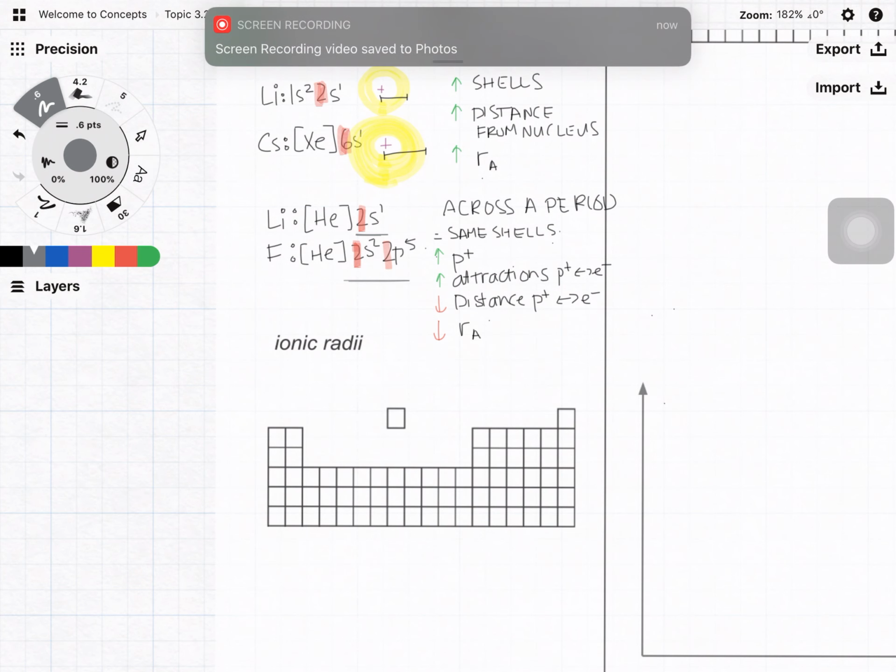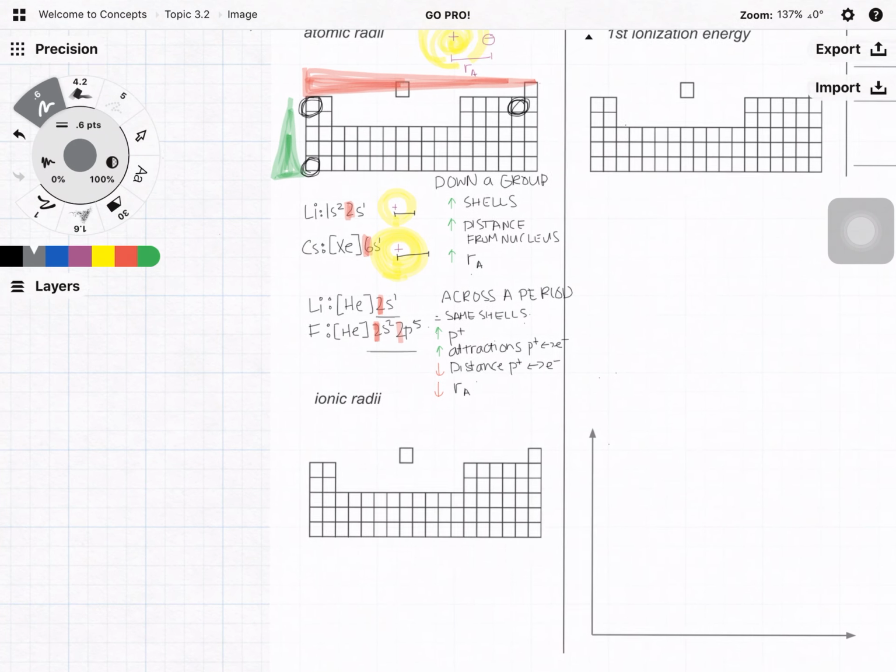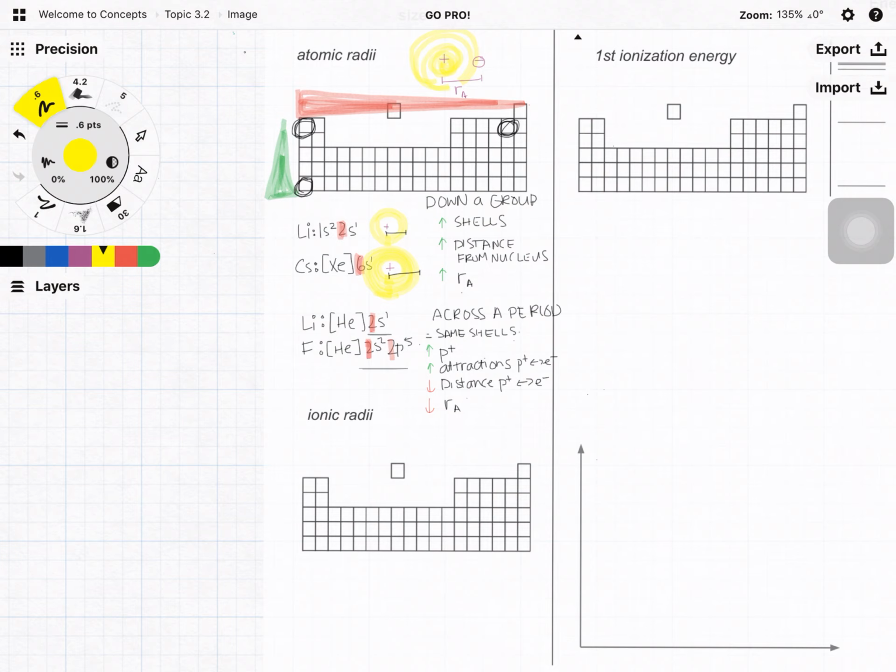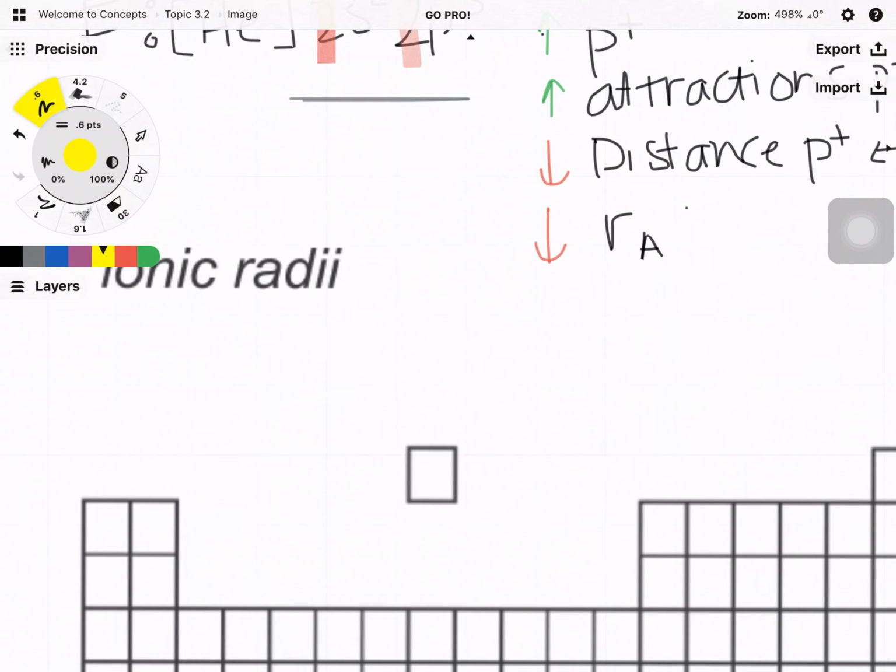Okay, let's take a look at ionic radius. Ionic radius is very similar. It's the radius of an ion, so the radius of something that has a charge. So we could draw it like this, where we have our ion. So again, this time we have something that has a charge.